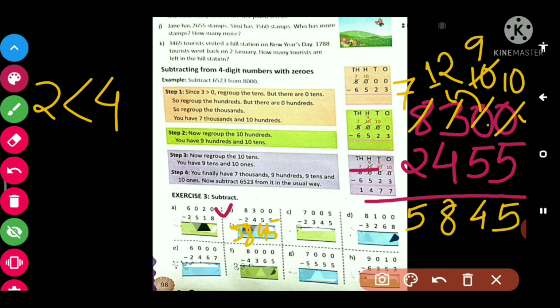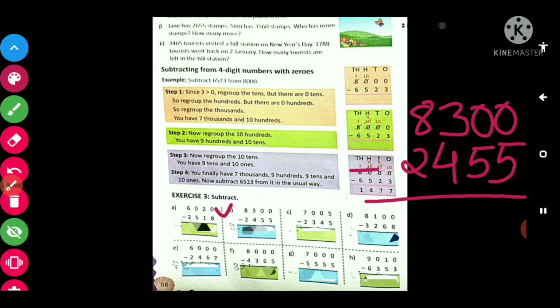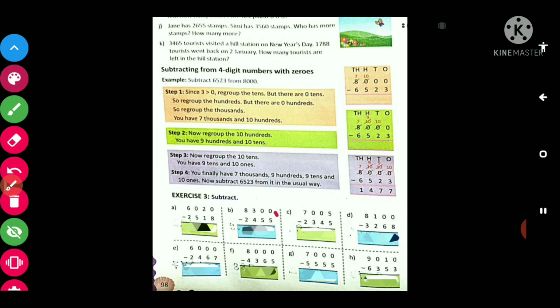5845. Okay, this one is our answer. Okay. See the C part.